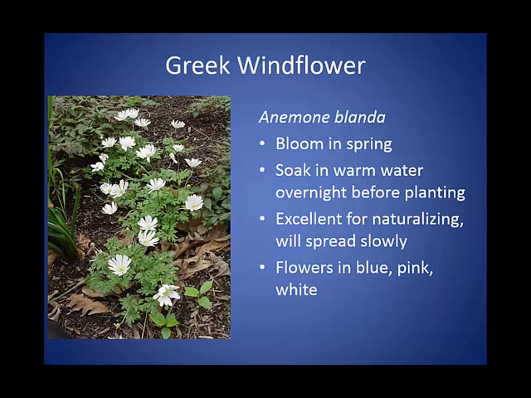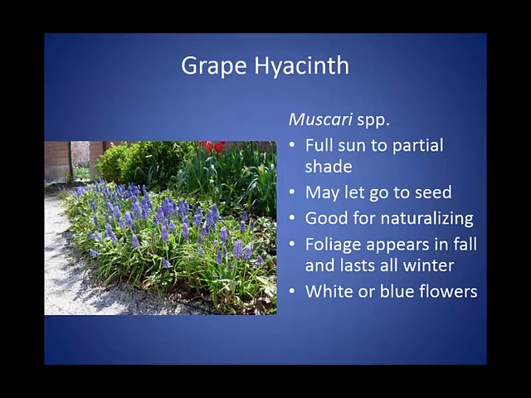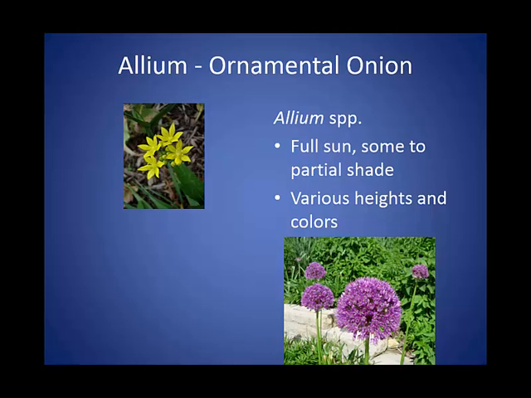Before you plant them, it's helpful to soak them in warm water. They naturalize well. Sounds like you've had good success with them. They have several different colors. Pretty nice flower. Grape hyacinth, this makes me think of my grandmother also. I don't know why. It naturalizes well also. The foliage can actually hang out in your lawn year-round. Has white or blue flowers. Again, these are all hardy bulbs, so you're planting these in the fall for next spring.